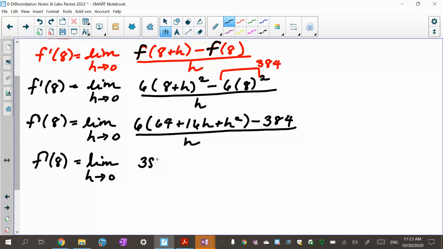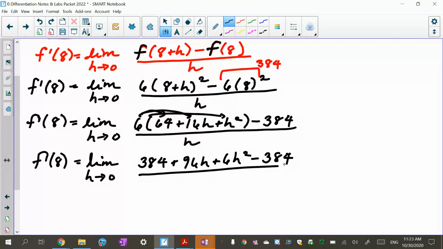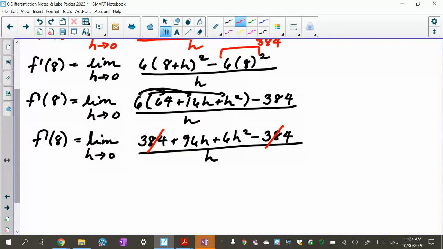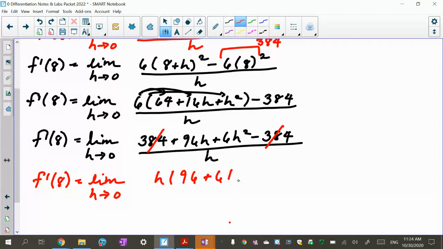So I've got 384. I'm doing the distributive property now: 384 plus 96h plus 6h squared minus 384, all over h. What is beautiful is that the 384s cancel out. I still can't plug in the 0 over 0, so I'm going to factor the h out. f prime of 8 is the limit as h approaches 0 of h times 96 plus 6h, all over h.